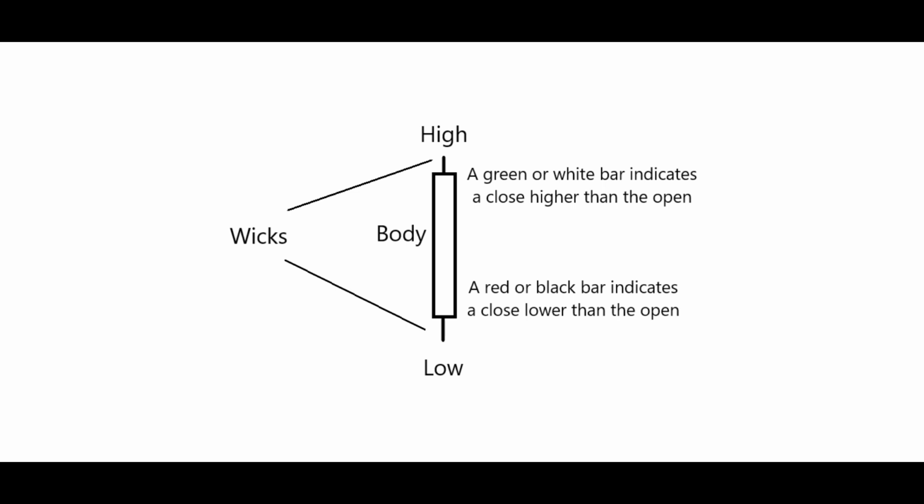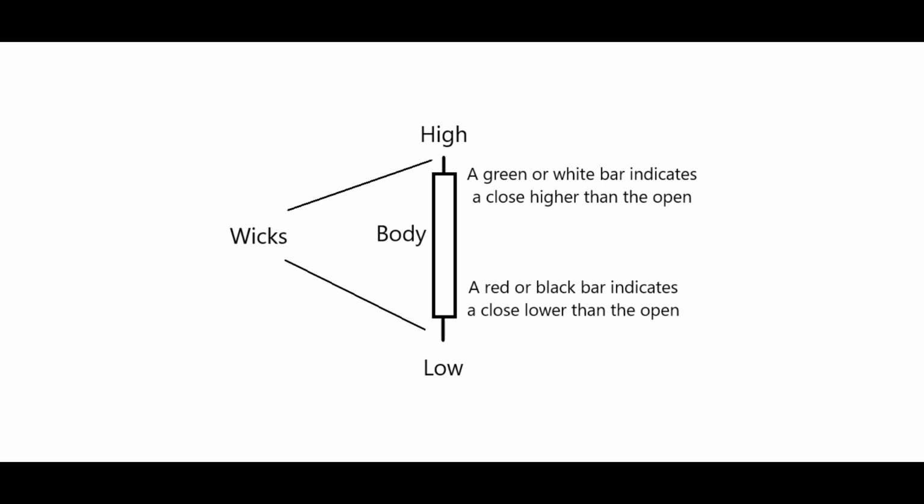The body of a candlestick represents the price range between the opening and closing prices for the given time period. If the closing price is higher than the opening price, the body is typically colored white or green to indicate a bullish or positive price movement. Conversely, if the closing price is lower than the opening price, the body is shaded red or black to represent a bearish or negative price movement.